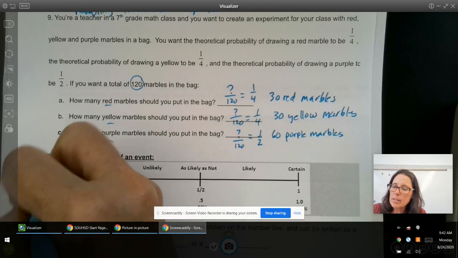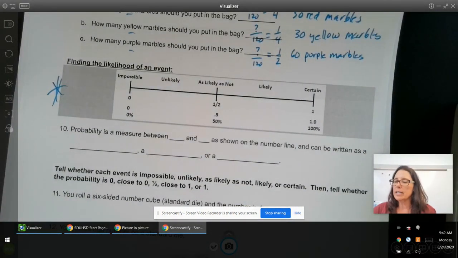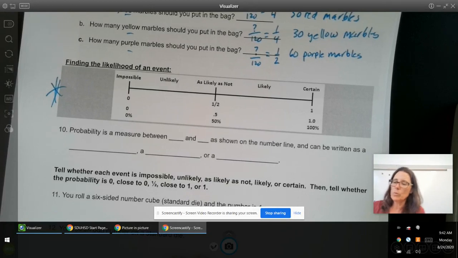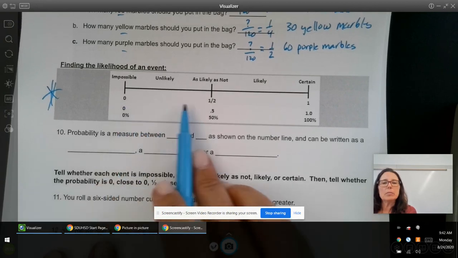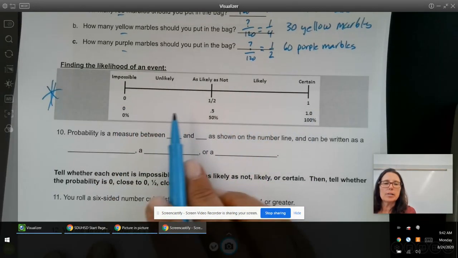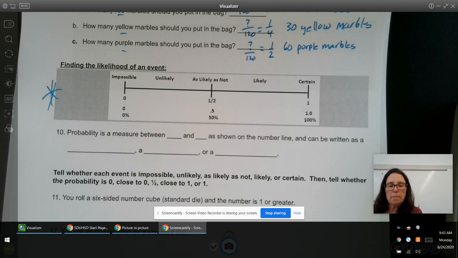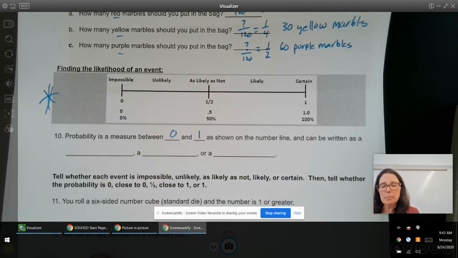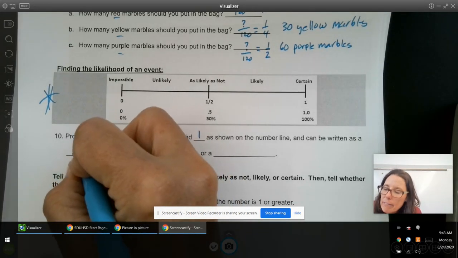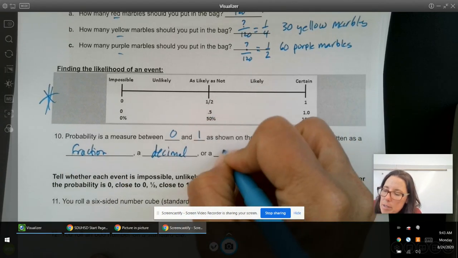This is very important. Finding the likelihood of an event. Here we had a question before about why the probability is between 0 and 1. Here is a picture of the probabilities that are between there. Probability is a measure between 0 and 1, as shown on the number line, and can be written as a fraction, decimal, or percent.